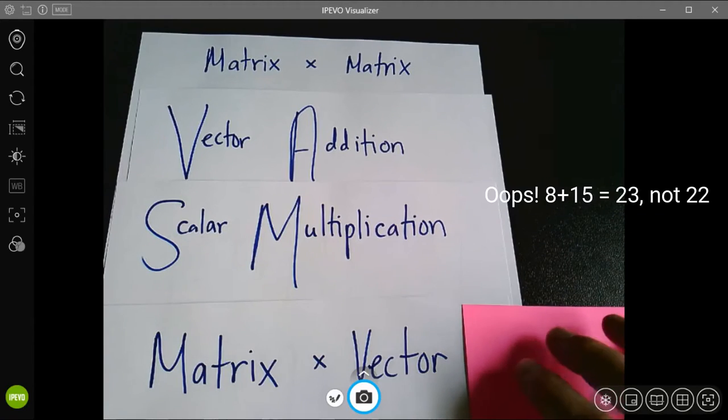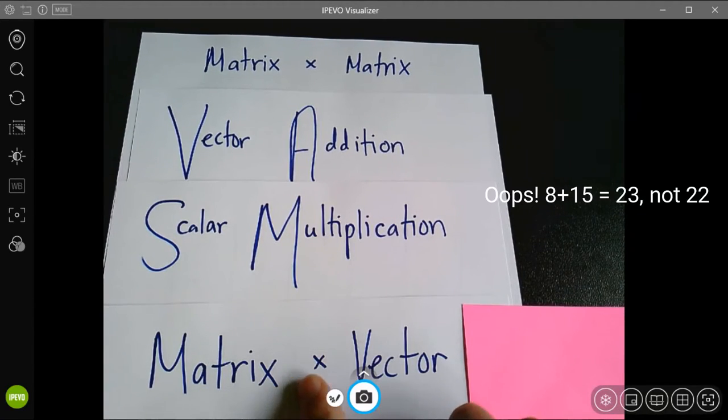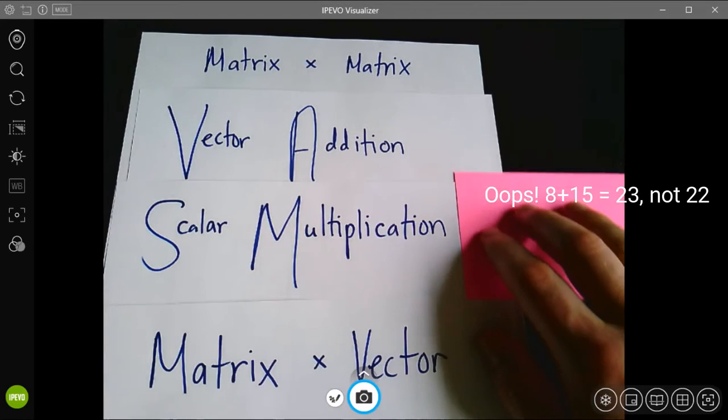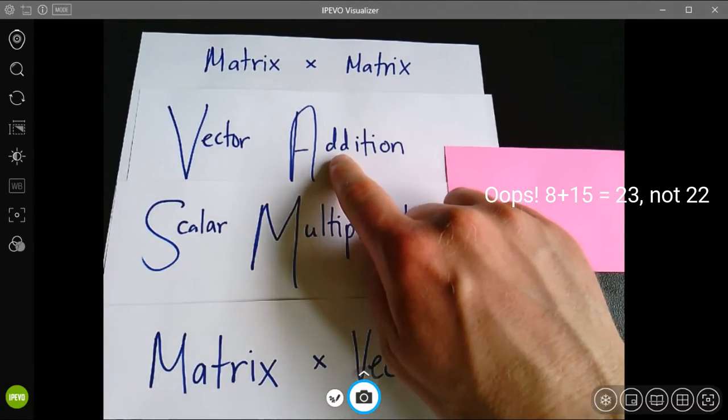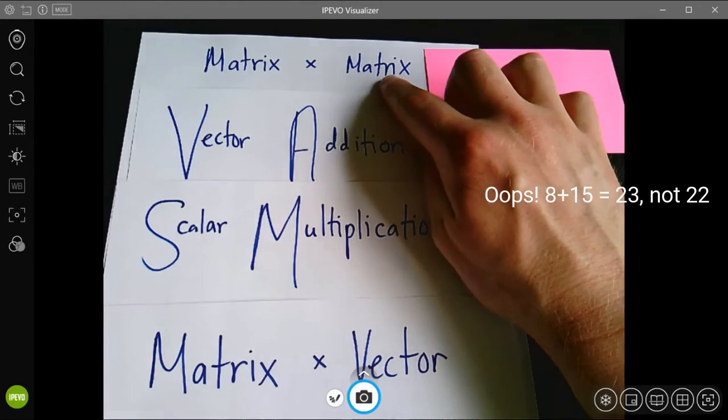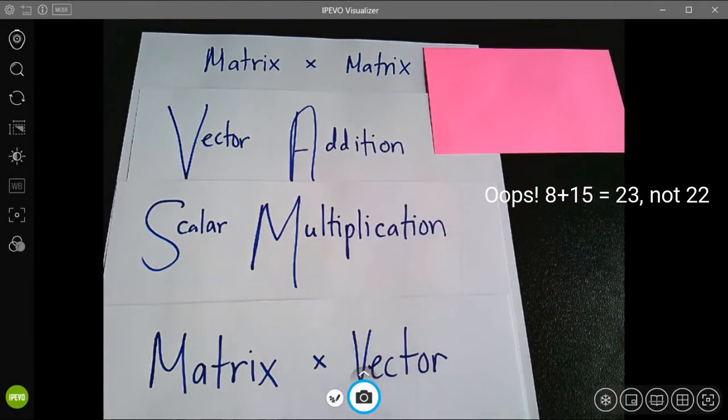Hey guys, in this video, we're going to learn how to multiply a matrix by a vector. We're going to link what you already know to scalar multiplication and vector addition. And ultimately, we're going to see how it connects to multiplying two matrices. So let's get started.